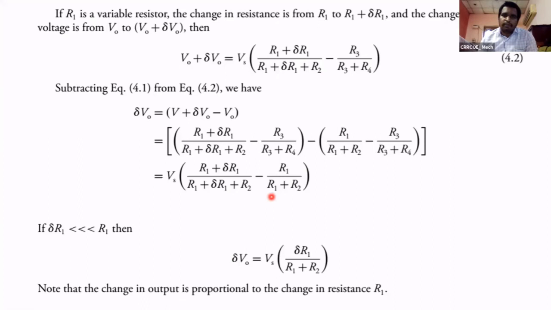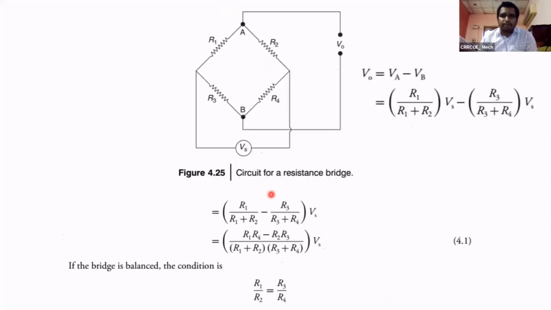Sir, simple concept. If the bridge is balanced, the voltage between A and B is 0. V naught should be 0, as VA is equal to VB. If there is any imbalance because of variation of any resistance, then VA and VB are not equal. Based on that difference, we can measure the change in resistance. The change in resistance is the measure of change in length or any other thing.